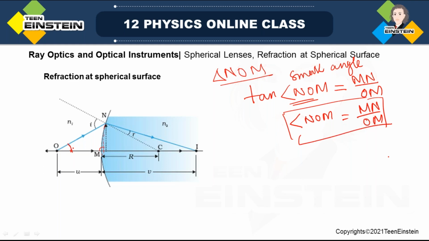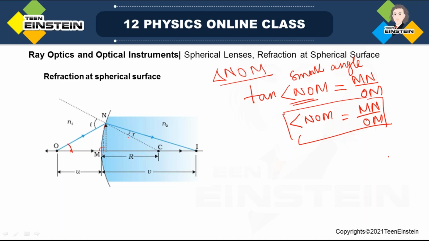You might be thinking, sir, why are you taking the small angle approximation? Because I have taken the small aperture, so there will be rays very near to the principal axis. These are called paraxial rays, and we are doing the experiment with these paraxial rays.